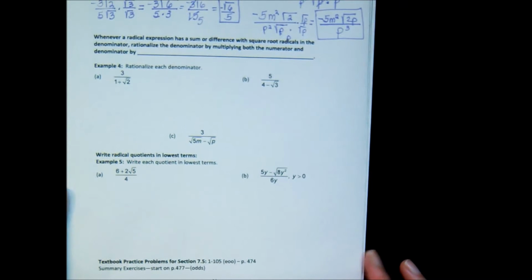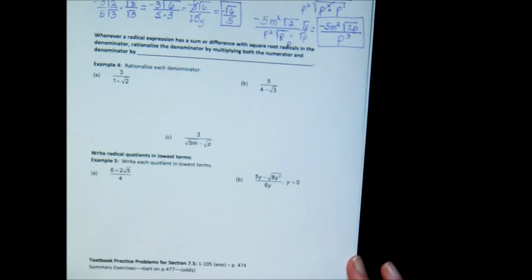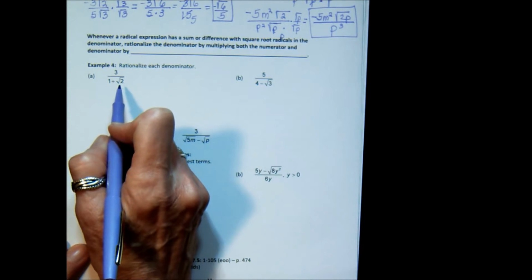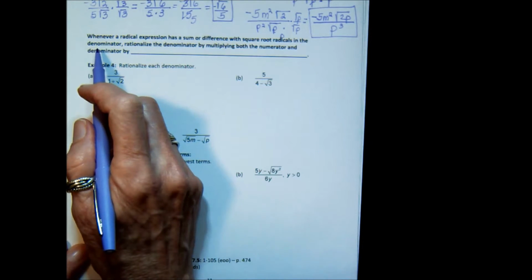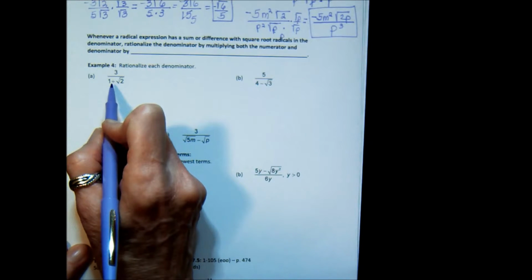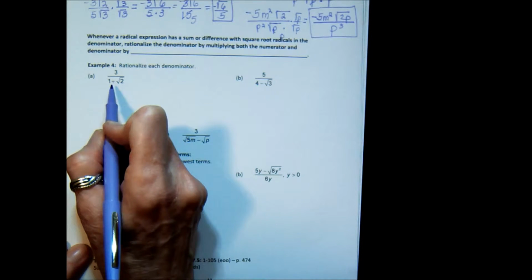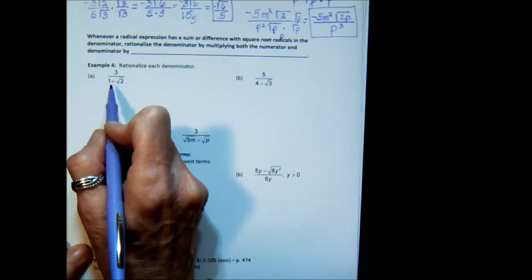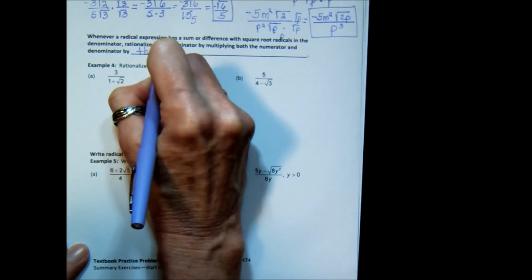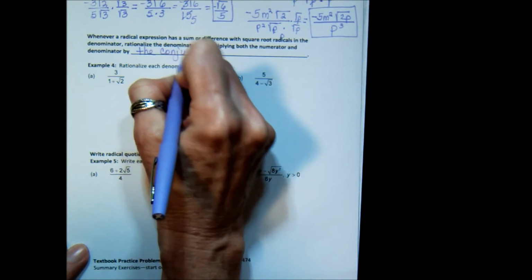All right, let's look at rationalizing the denominator when you don't have a monomial in the denominator, but you have a binomial, and part of it is made up of a radical term. So it says whenever a radical expression has a sum or difference with square root radicals in the denominator, rationalize the denominator by multiplying both the numerator and denominator by the conjugate. It's called the conjugate. And here is what a conjugate is.